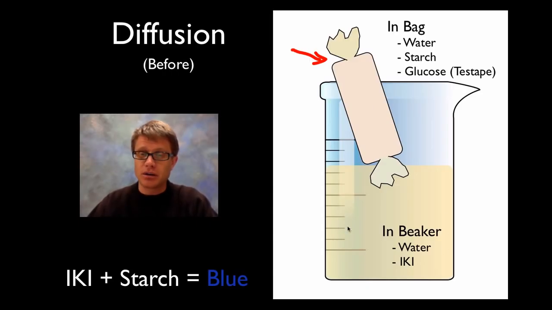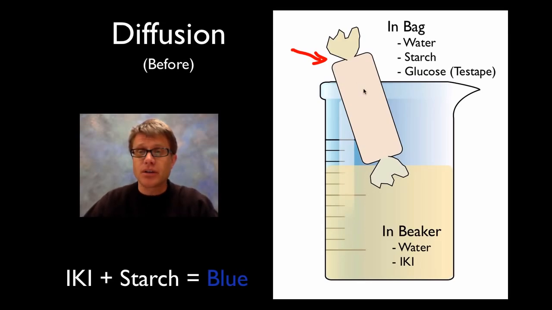And then we're going to have a beaker. Now in the beaker we're going to put water, or H2O, and then we're going to put a chemical called IKI. IKI essentially has iodine inside of it. So in the beaker all we've got is water and IKI. Inside the dialysis tubing we're going to have water. We're going to have glucose. Glucose, remember, is a simple sugar. It's a monosaccharide, so it's just going to have one sugar.